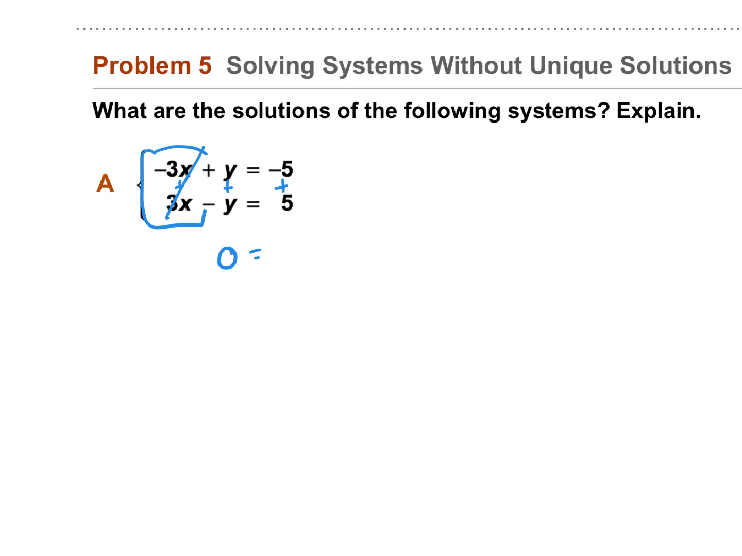0. And then what's negative 5 plus 5? 0. So 0 equals 0. Everything ended up canceling out. When you get 0 equals 0, your answer is infinitely many solutions.